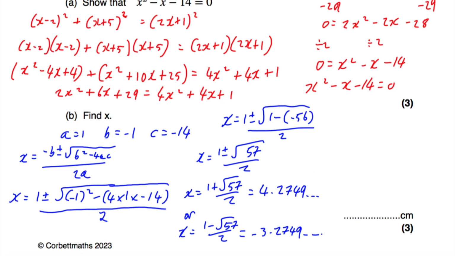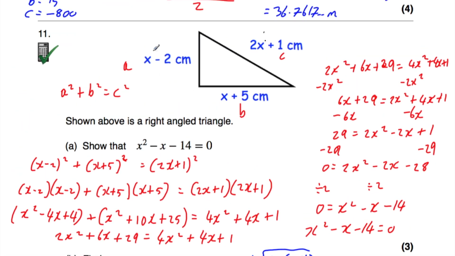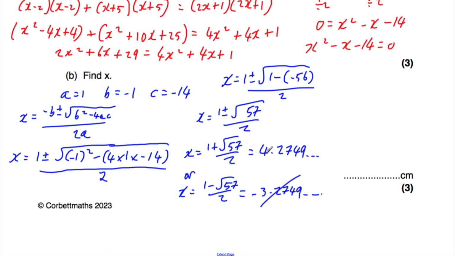Now, if we go back up to the question, we've got this length here, which is x minus 2. Now, if x is a negative number and we take away 2, that means this would be a negative length, which wouldn't make sense. So that means that this can't be a solution. So x will have to be equal to 4.2749 and so on. And let's give our answer to 3 decimal places. So that's going to be 4.275 centimeters to 3 decimal places.